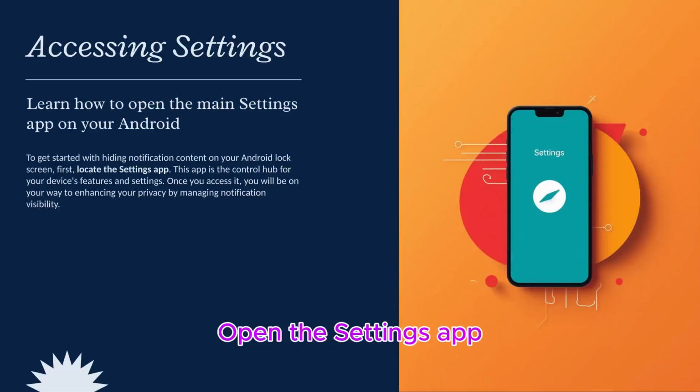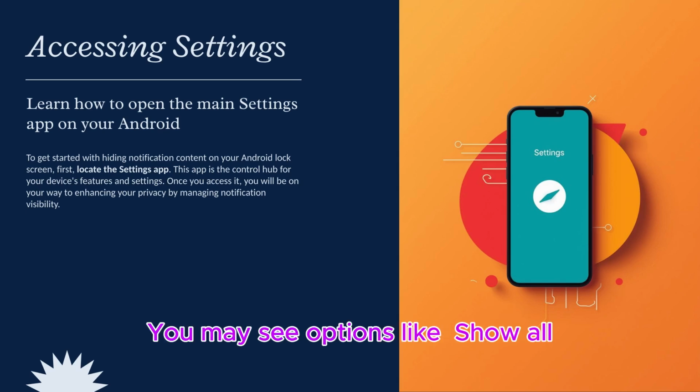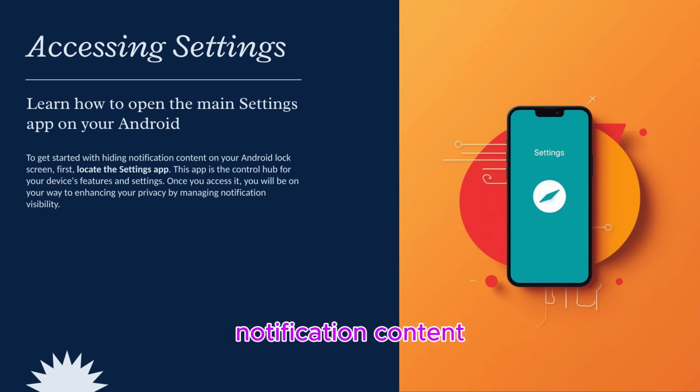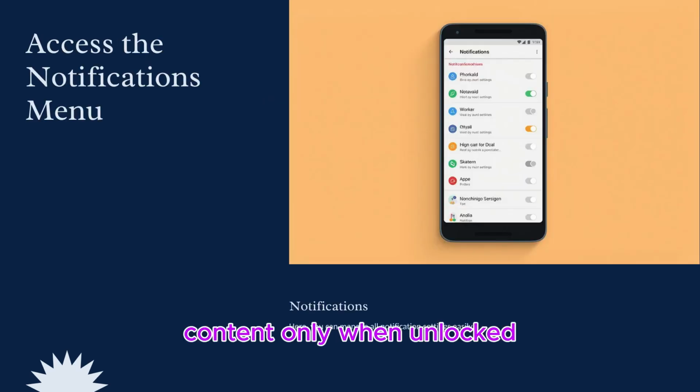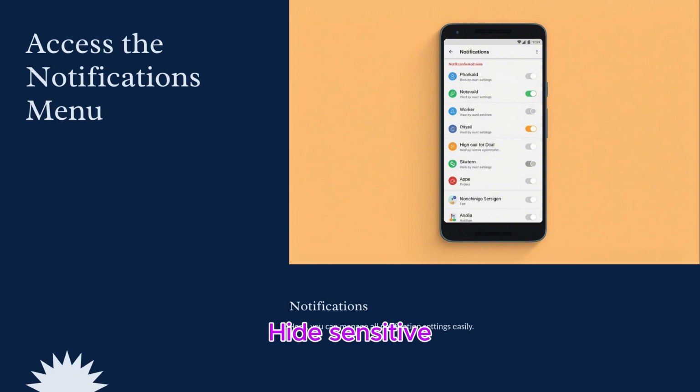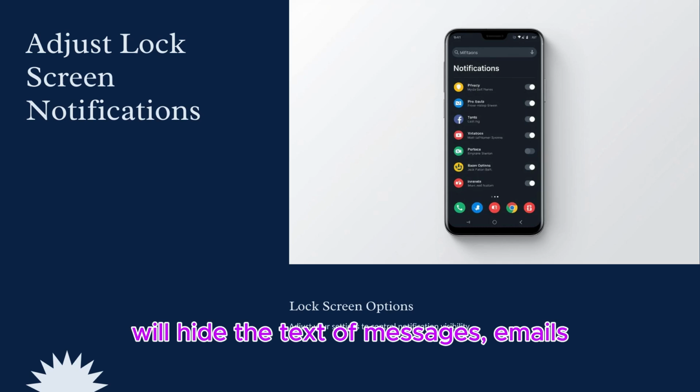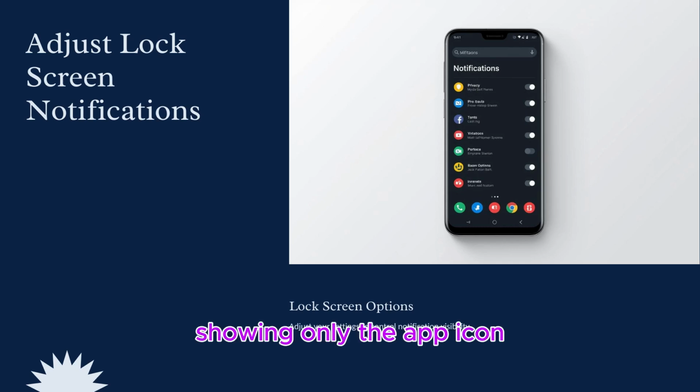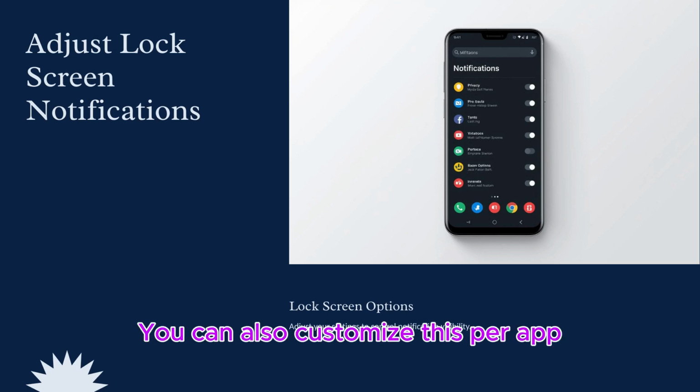Open the Settings app, tap on Notifications, tap on Lock Screen. You may see options like Show All Notification Content, Show Sensitive Content only when unlocked, or Don't Show Notifications at all. Select Hide Sensitive Notification Content or Don't Show Notifications. This will hide the text of messages, emails, and other alerts, showing only the app icon. You can also customize this per app.